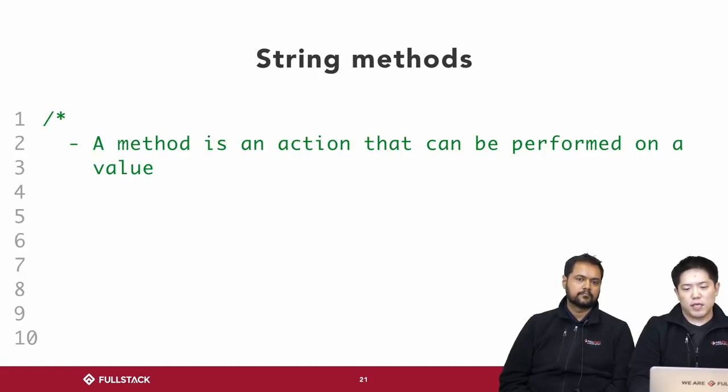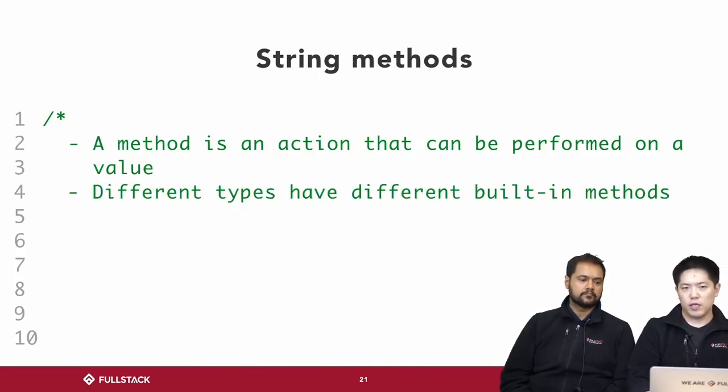So then let's go over different string methods. One of the benefits of string types is that they come with all these methods that make it easier for us to work with them. A method is really just an action, or you could think of it as a function that can be performed on values. All the different types have different built-in methods.